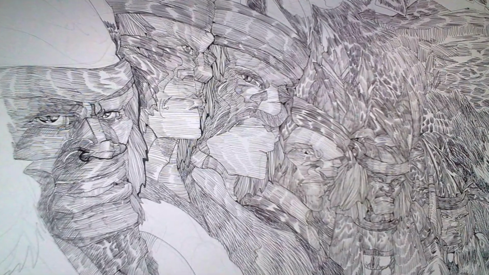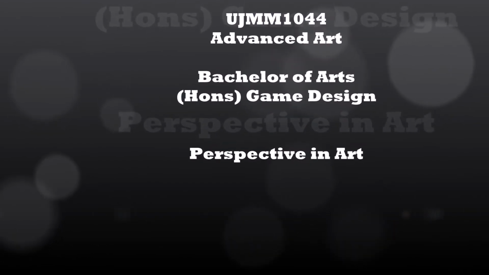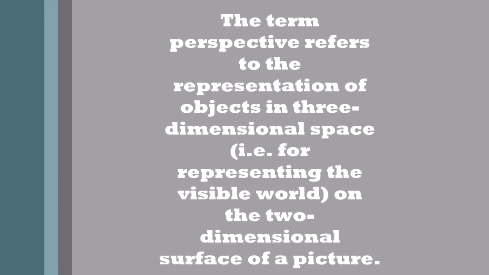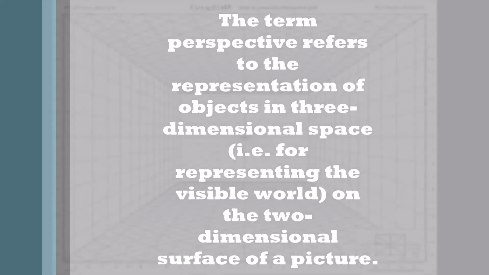The term perspective refers to the representation of objects in three-dimensional space. For example, you imagine representing the visible world on the two-dimensional surface of the picture. Perspective in art.